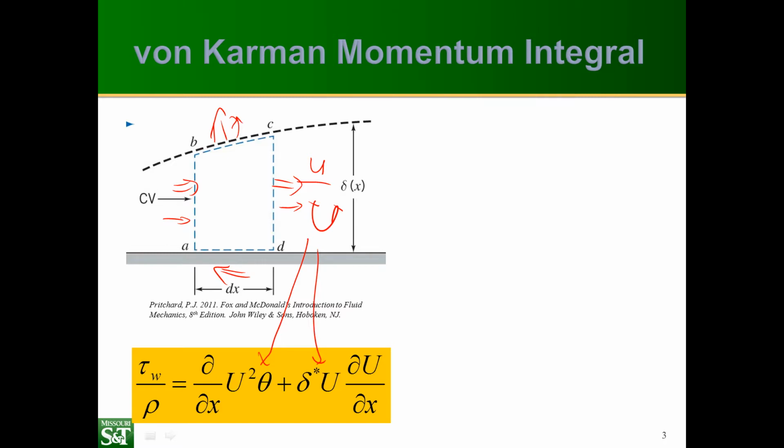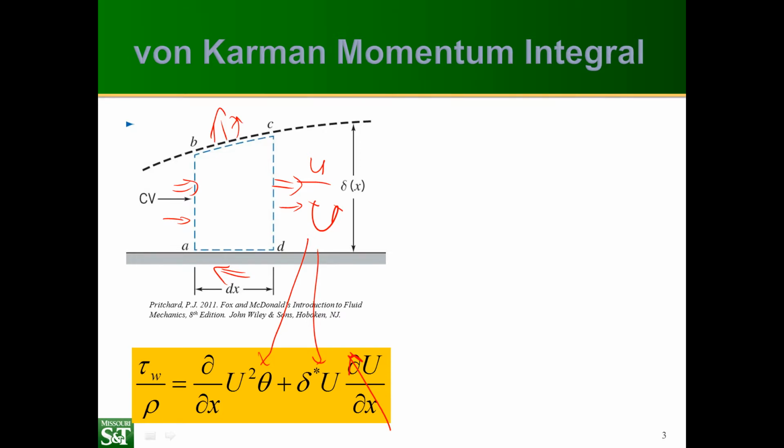Now, we can demonstrate this process for laminar flow. We're going to assume a simple case, and that simple case is that the free stream velocity is constant. So we have a flat plate in an infinite or semi-infinite region. So if the free stream velocity is constant, then du/dx is 0, and we no longer have to consider that second term. So that's going to simplify our math.